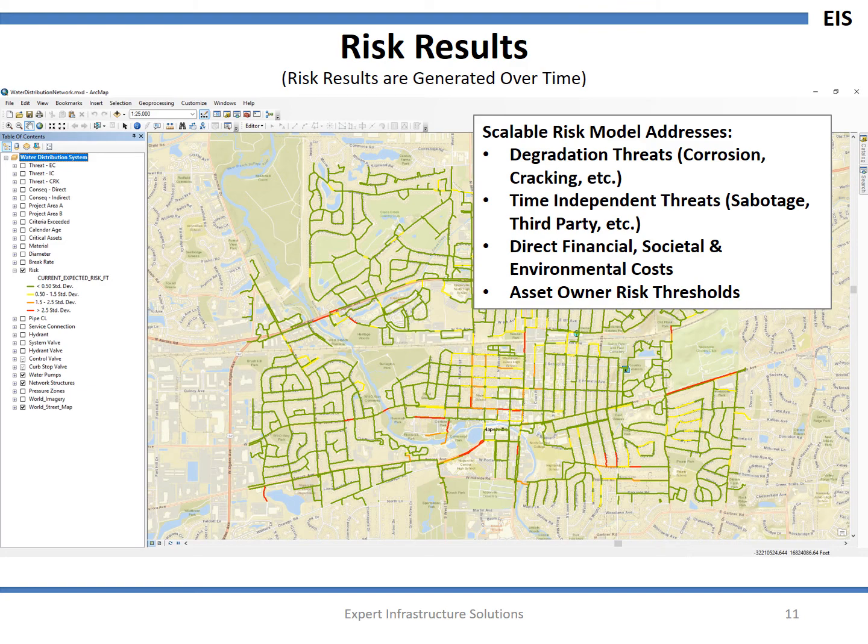Once processed through the risk model, we end up with results regarding different kinds of threats, like degradation threats, which is corrosion, cracking, threats that vary over time, and time-independent threats that don't necessarily vary over time, such as sabotage and third party. Those would be your likelihoods or your probabilities, and we multiply those times the direct financial, societal, and environmental costs to get a full picture of risk, and compare these against the asset owner risk threshold. So on this drawing here, the red shows up as areas of the system that may need short-term attention because they exceed certain thresholds. But the thresholds may not necessarily be just the design life.